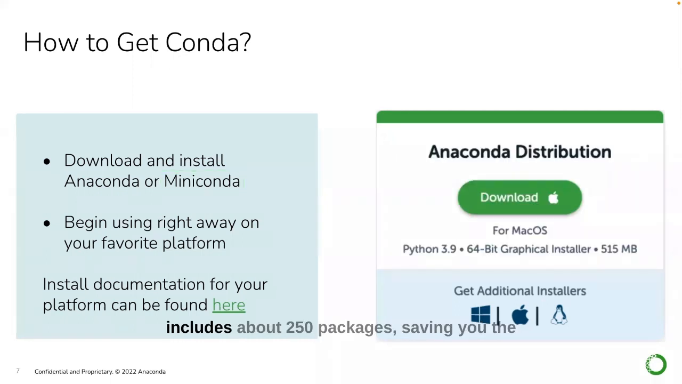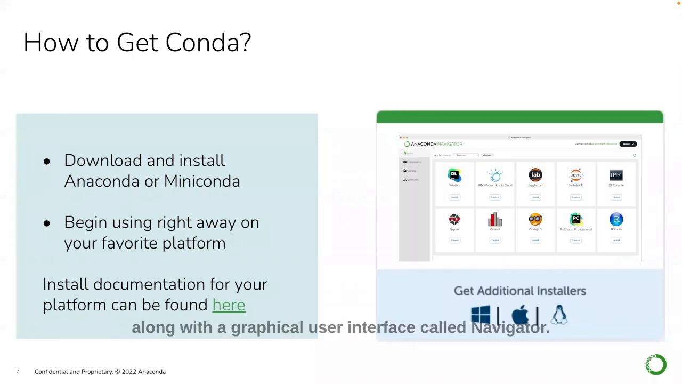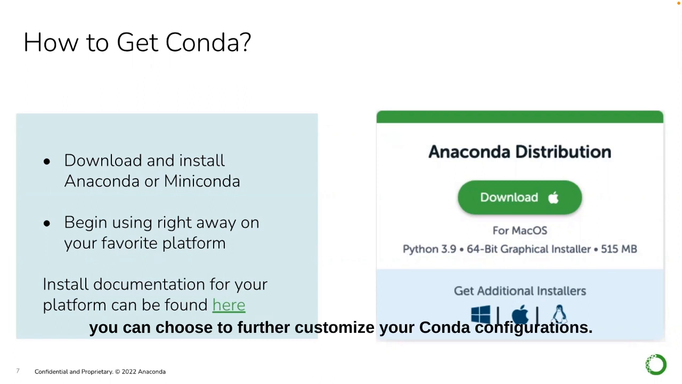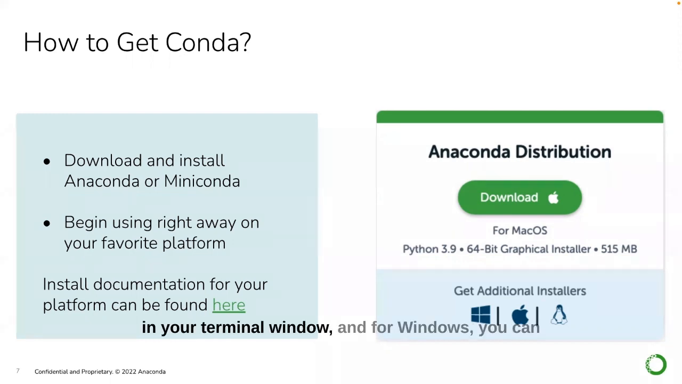Anaconda distribution includes about 250 packages, saving you the time of installing commonly used packages individually. It provides a command line interface on all platforms, along with a graphical user interface called Navigator. Conda is ready to use out of the box. The installer does all the setup for you, but you can choose to further customize your Conda configurations. For Mac and Linux platforms, you can use Conda commands in your terminal window, and for Windows, you can use the Conda command in your Anaconda prompt or Anaconda Navigator as a graphical user interface.